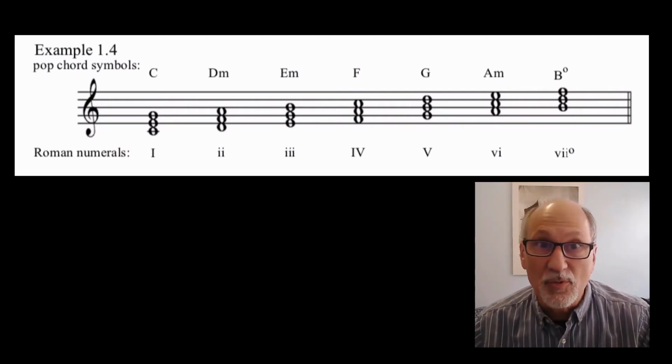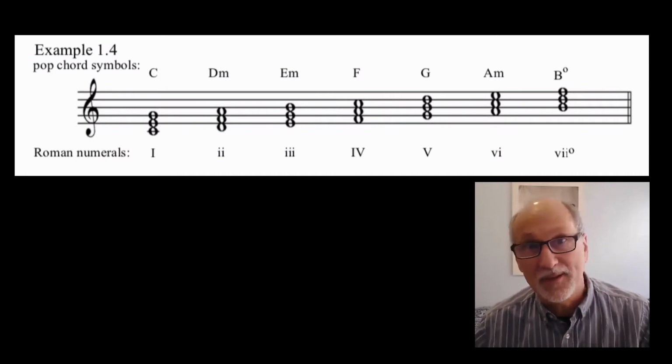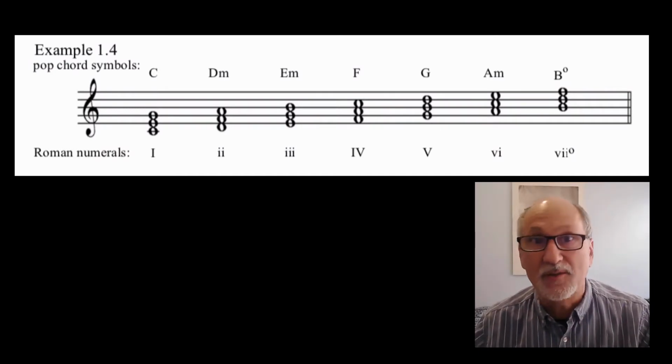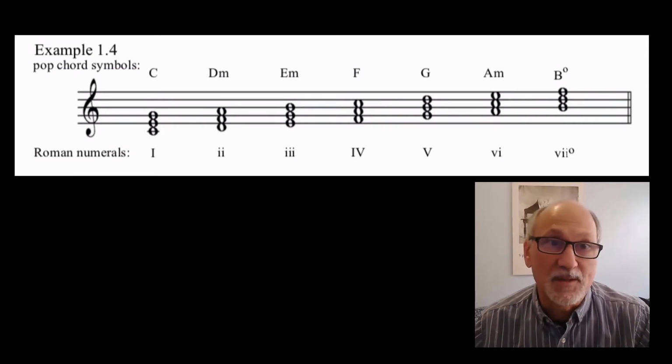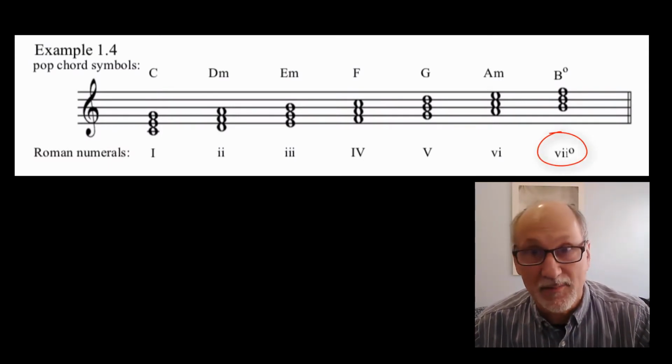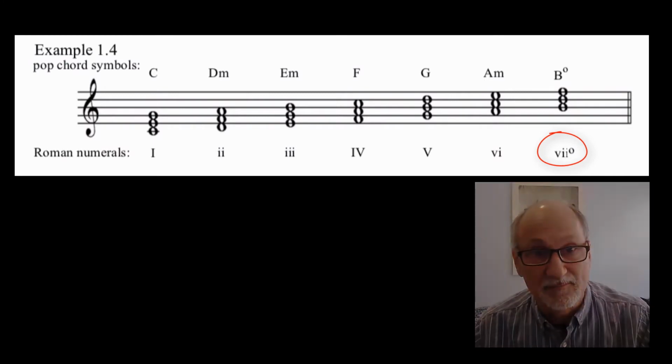Now, these Roman numeral labels are pretty similar to the scale degree labels, but they offer the advantage of using uppercase Roman numerals to designate the major triads and lowercase Roman numerals to designate the minor triads. That small little circle right next to the 7 chord indicates that its quality is diminished. And we indicate the diminished quality with both that small circle and the lowercase Roman numeral 7.